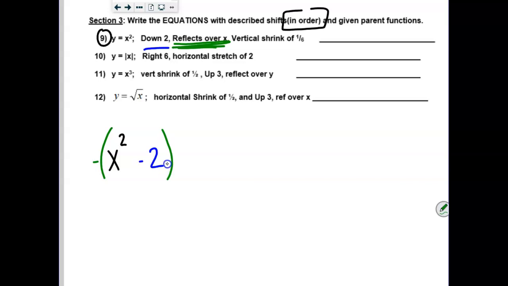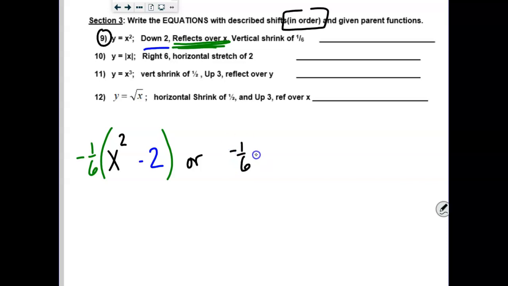And now I want you to also vertical shrink 1/6, does that say? Okay, so I'm going to give myself a little more space. Again, it has to be out of the parentheses like this. Now, is that the only acceptable answer? Could you think of some math simplification that would still be equivalent?